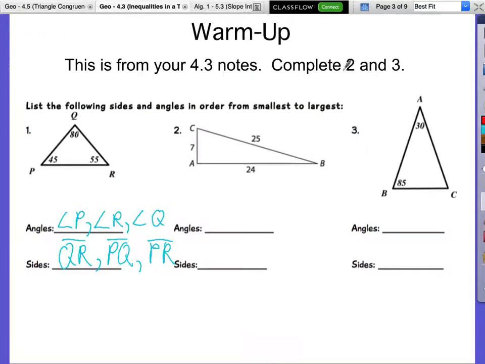Ones are bigger, which ones are smaller, and talk through those. So we did that, and we said, hey, we noticed that the longest side and the largest angle are opposite each other. Yes, Kennedy?